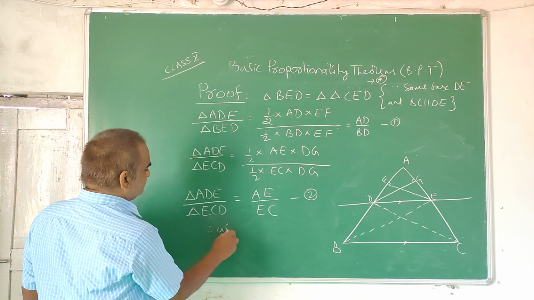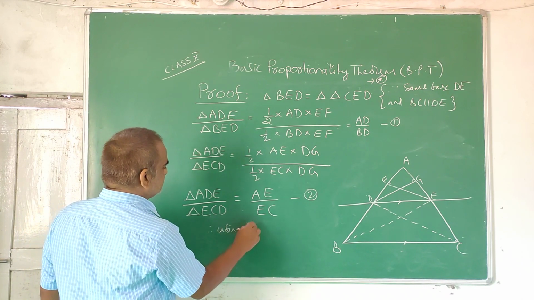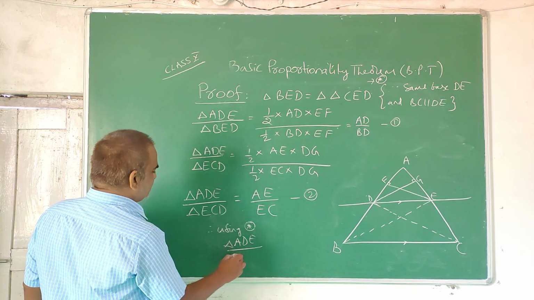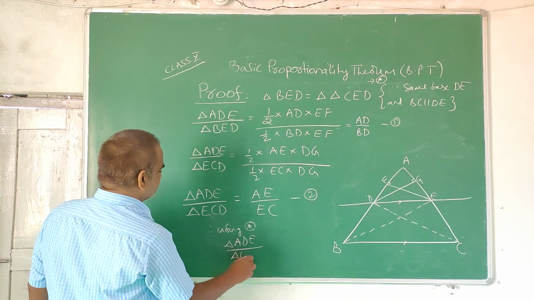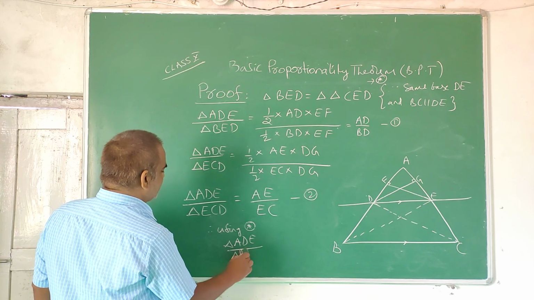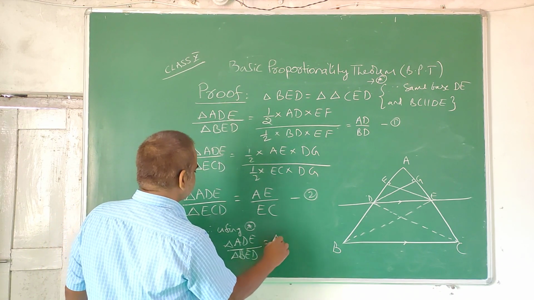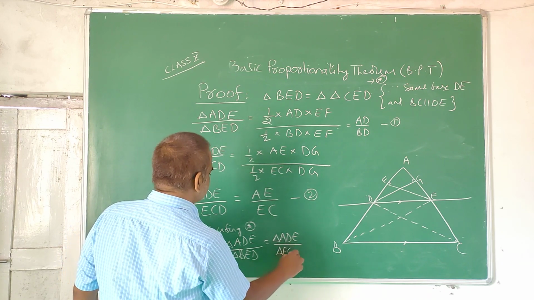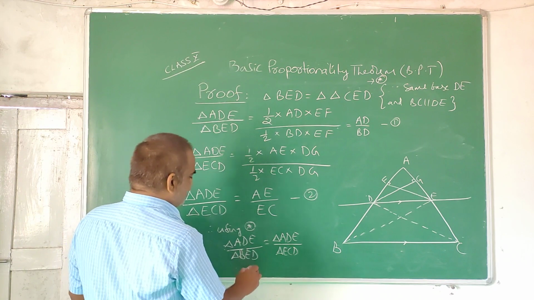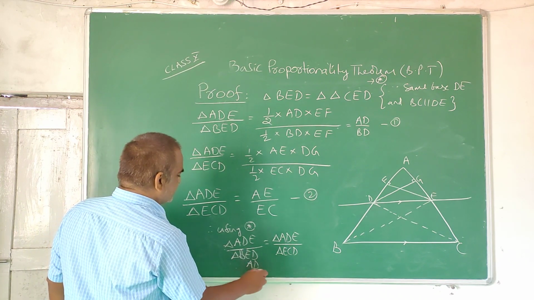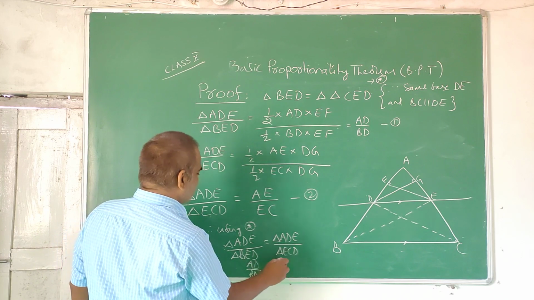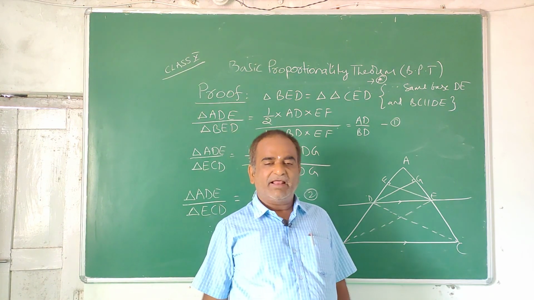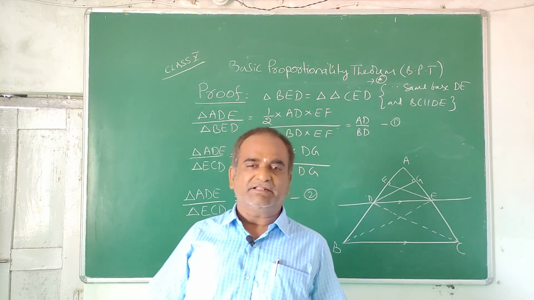Therefore, using the result in star, at once you can see that triangle ADE by triangle ECD is equal to triangle ADE by triangle BED. Using the result in star, we get obviously this. And we have proved this is AD by BD, and we have proved that this is AE by EC. So AD by BD is equal to AE by EC. Whatever we are required to prove, we have proved. Hence, basic proportionality theorem is proved.